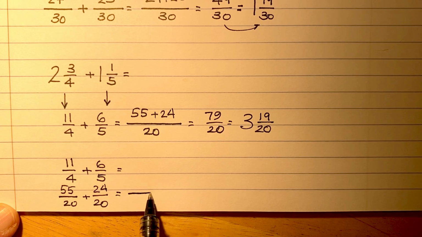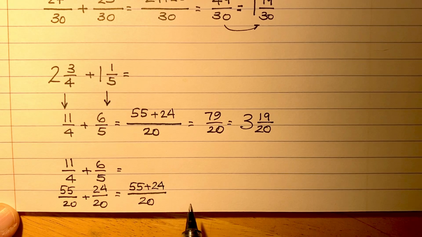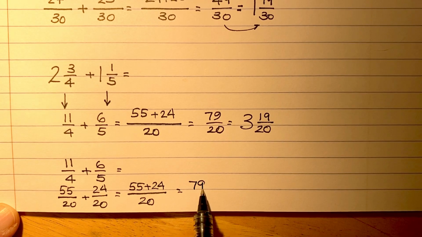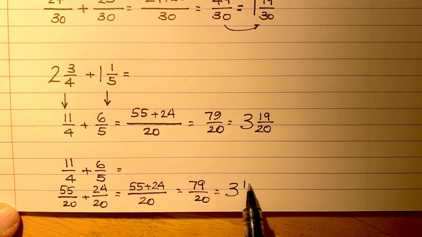And as before, the school method, the books method, they do it this way. That's 79 over 20, and we get to the same answer, 3 and 19/20.